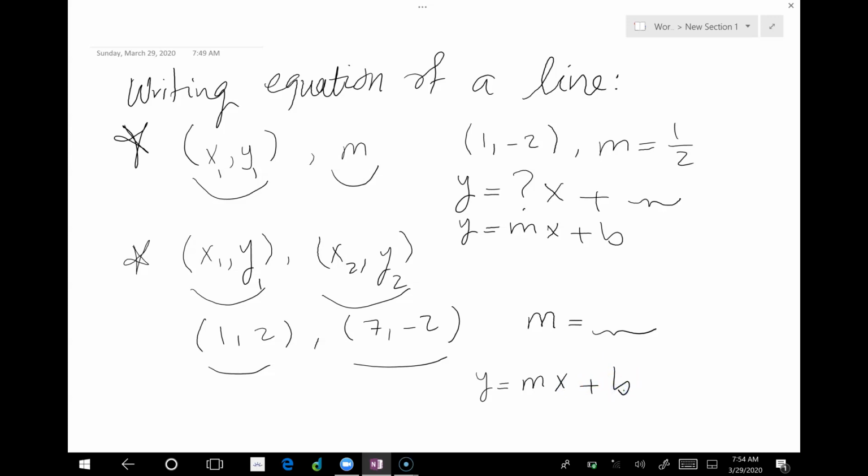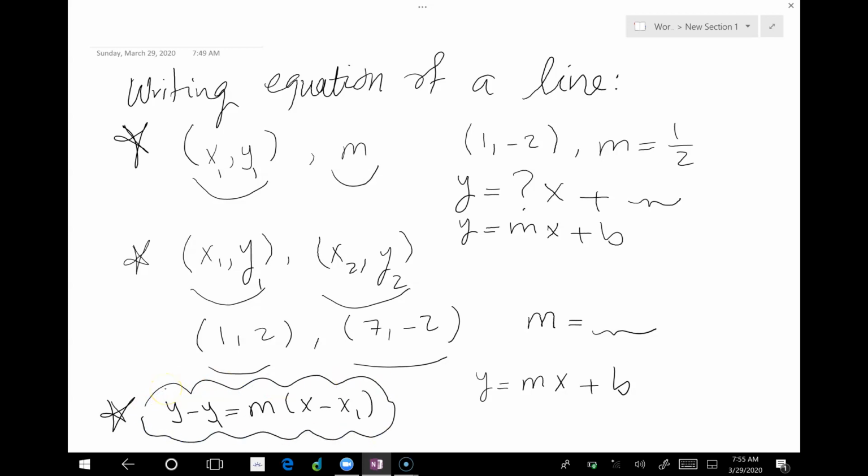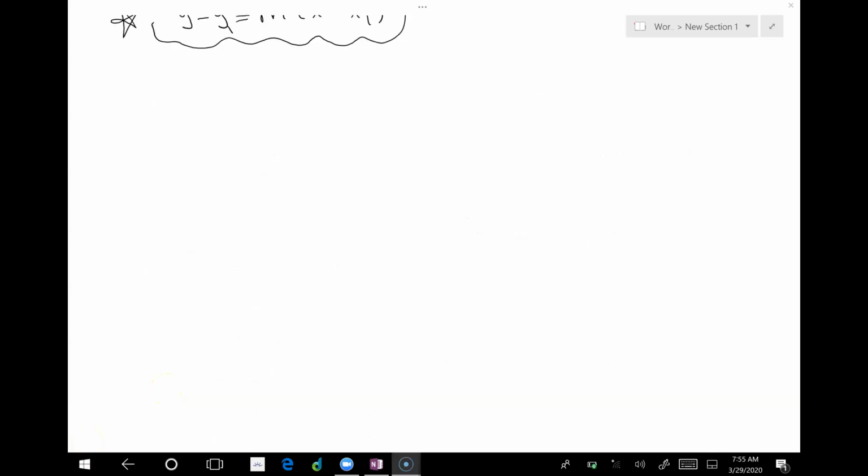The important equation for today that we're going to use to do such examples is y minus y1 is equal to m times x minus x1. That's going to be our key equation to write the equation of a line. Okay, now let's go to the examples.